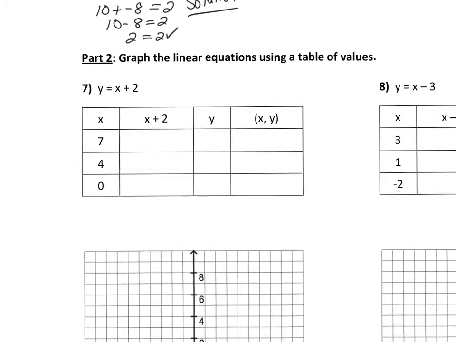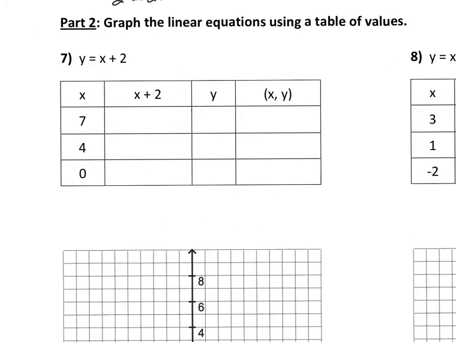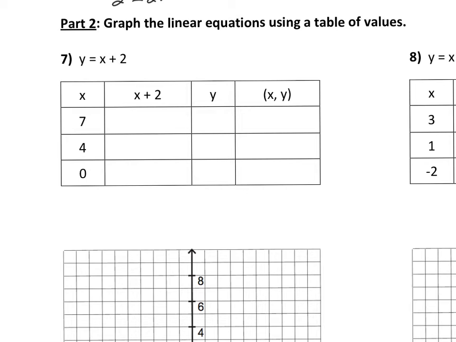When you get to these problems down here, this is what we've been practicing in class. So they give us 3 values and we have to plug them in for x. So I'm getting rid of the x and I'm replacing it with a 7 in the first example. And 7 plus 2 is 9. And so my coordinate is 7, 9.